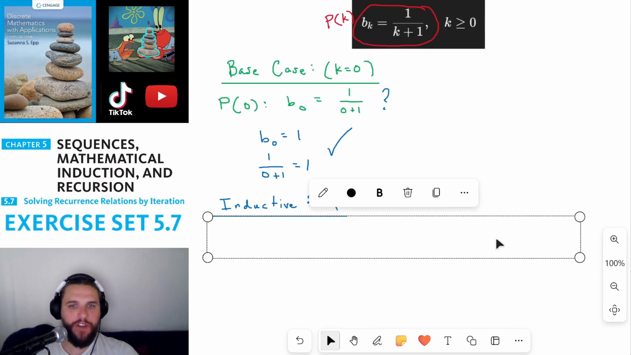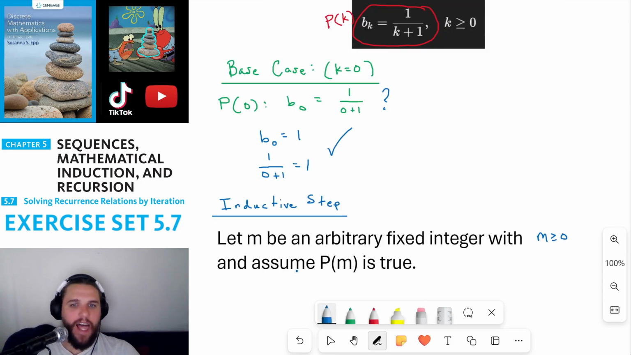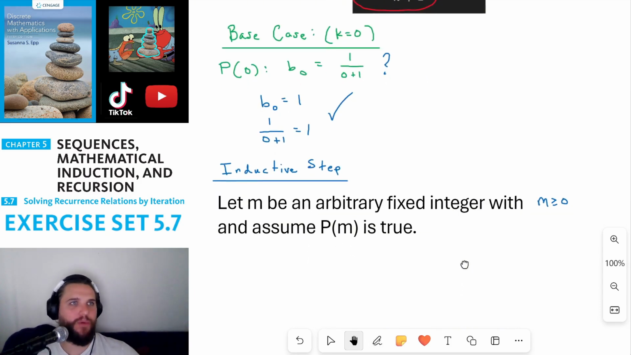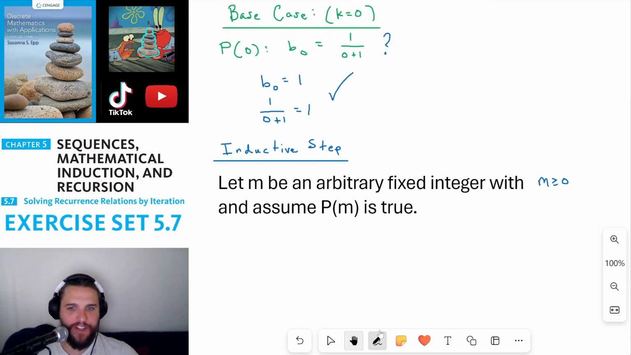Now let's move on to the inductive step. Let m be an arbitrary fixed integer with m greater than or equal to 0, and assume P of m is true. I'm using m since I technically already used k, even though k is like a local variable in the definition of P of k. I'm going to try to be coherent and separate letters here in different sections.